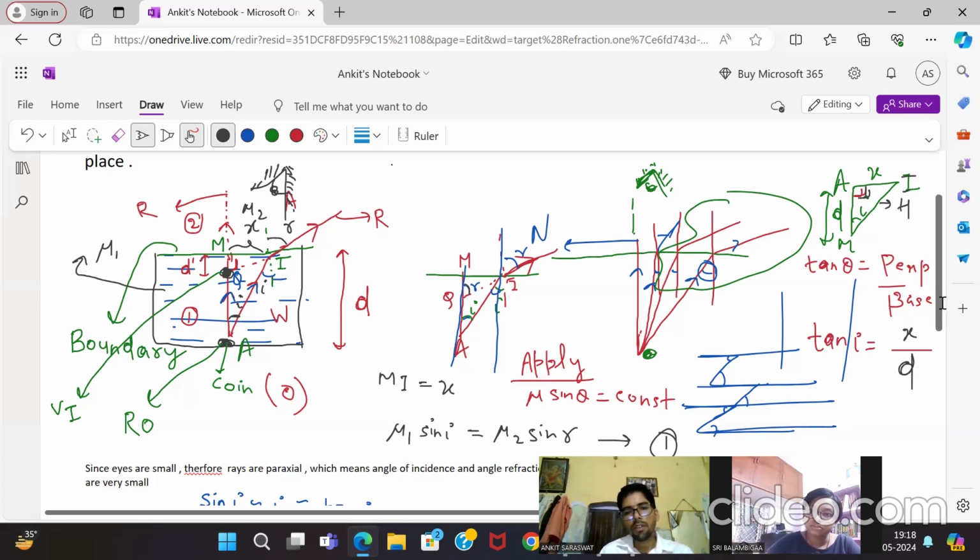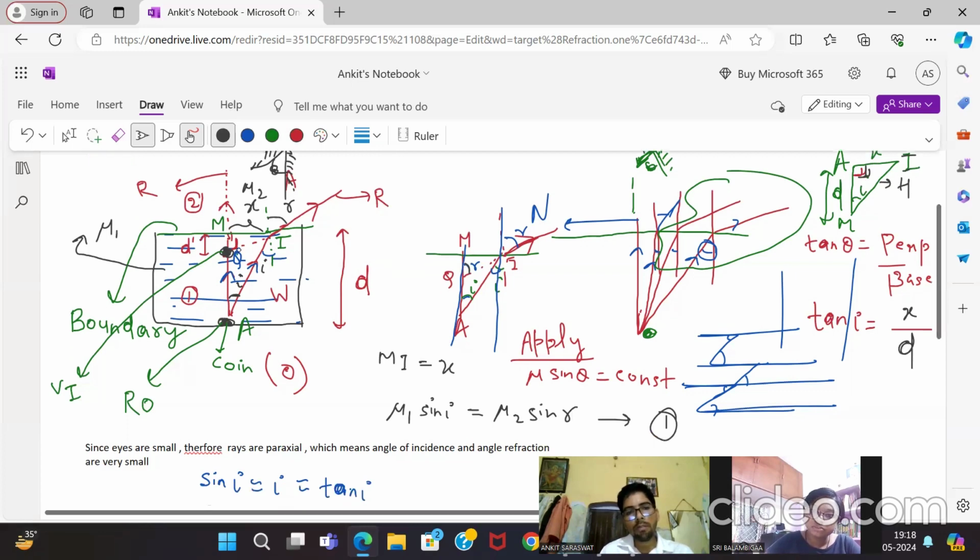In a similar way, see this triangle MQI. I will draw it here. See, this is R, and this is what? D dash, and this is X. Then tan R will be how much? Tan R, tell me how much tan R? X by D dash. Very nice. X by D dash.